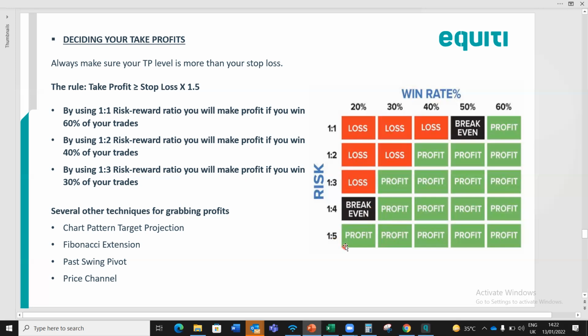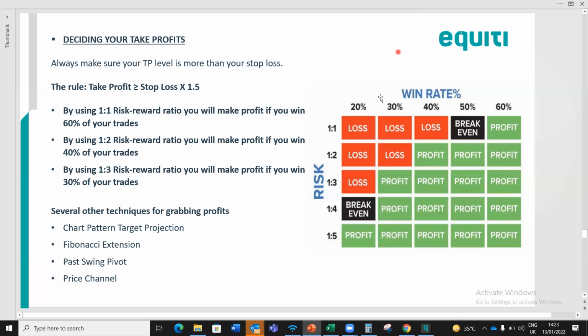And then if you're using a 1:5 risk to reward ratio, you're going to break even from at least 10%, and you start making profit from there. So you break even and you start making profit. Several other techniques are there for grabbing profits. All right. Aside from the risk to reward ratio system, there are several other techniques that one can use to grab profits. The first is chart pattern target projection.